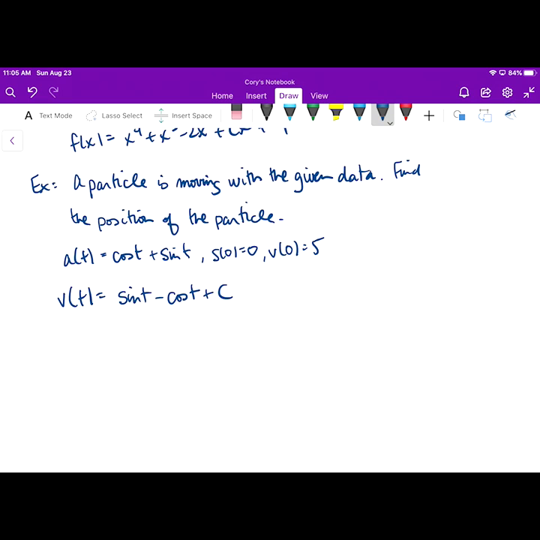And when we look, we do have an initial condition that pertains to velocity, so we're going to go ahead and plug that in and use that to solve for the constant c. So we know v of 0 is equal to 5.